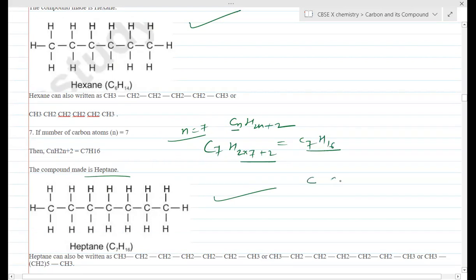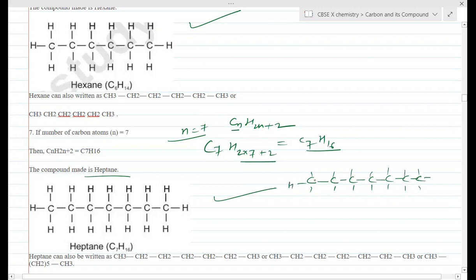Write 7 carbons: 1, 2, 3, 4, 5, 6, 7. Put a single bond between them. Now fulfill the tetravalency. Each one can make 4 bonds. With this one you see 1, 2, 3, 4, and so on for each carbon.